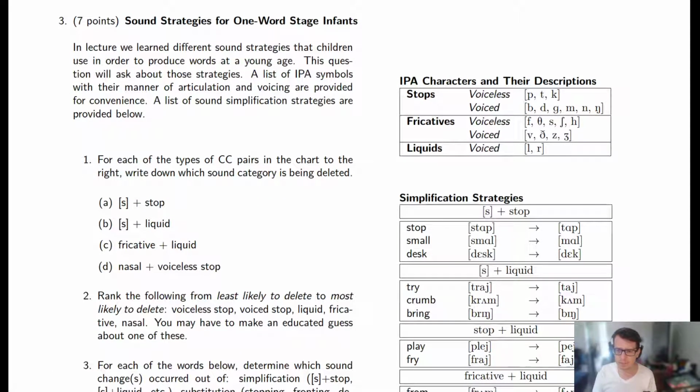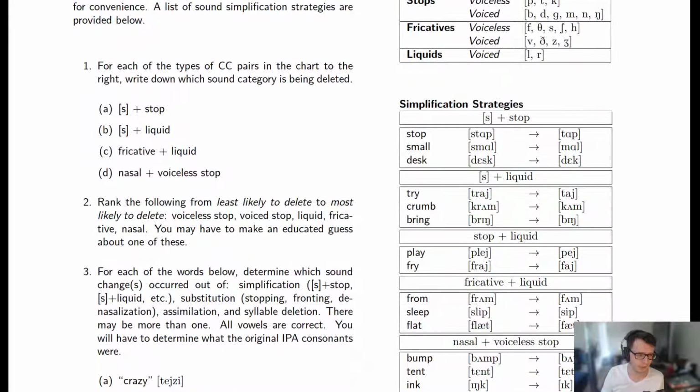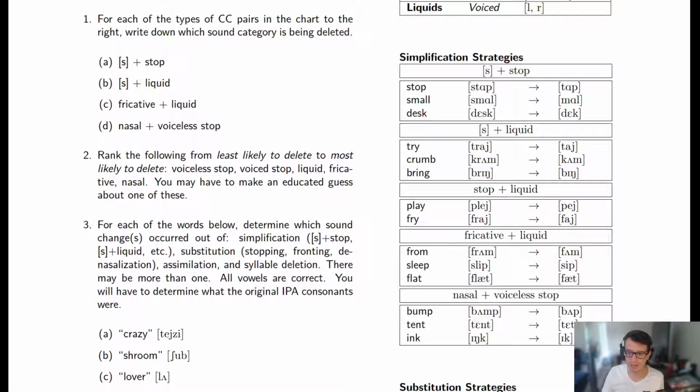The second question is about first language acquisition with 1-word stage infants. So I said in lecture, with simplification strategies, we'd go a little bit more in depth on the assignment, and that's what we do. So I give you a little bit more description about different IPA characters. We talk about stops, fricatives, and liquids. So these are terms, well, we've heard about stops, but fricatives and liquids might be new, so I just tell you what those are. We take a look at different simplification strategies, and your job is to figure out in each of these patterns which sounds are being deleted.